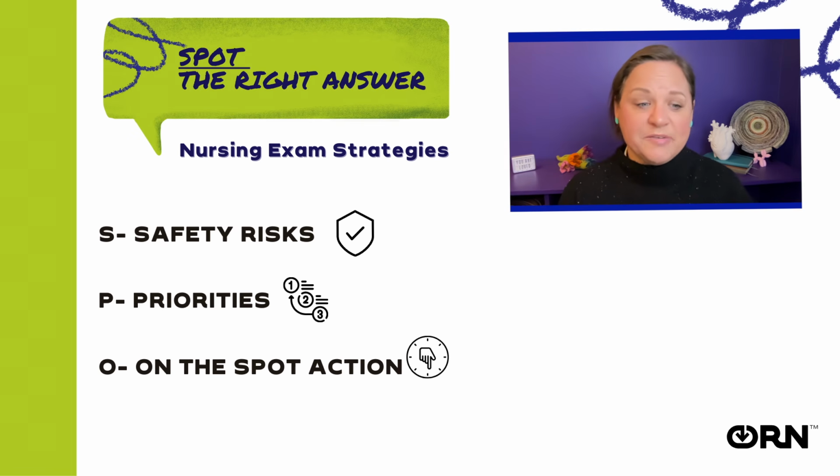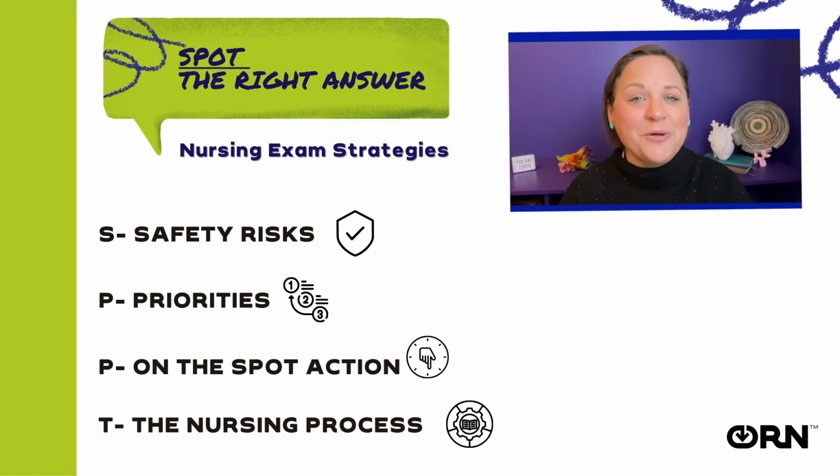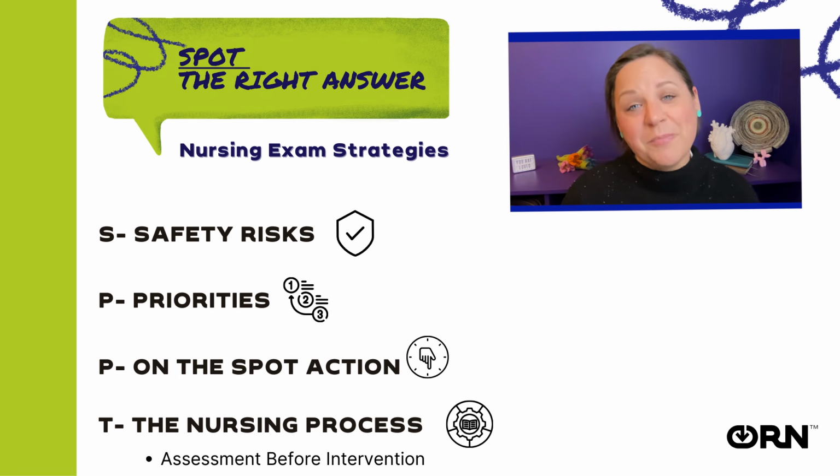So we have S for safety risks, P for priorities, O for on the spot action, and T stands for the nursing process. Yes, good old ADPI, assess, diagnose, plan, implement, and evaluate, right? So we understand that the nursing process needs to be done in order. And just think for yourself, what 2 steps of the nursing process do you think are most important? What 2 steps do you think are the most important? If you said assessment and intervention, I would agree with you. And remember that assessment should always come before intervention.